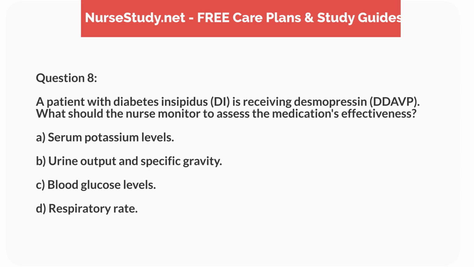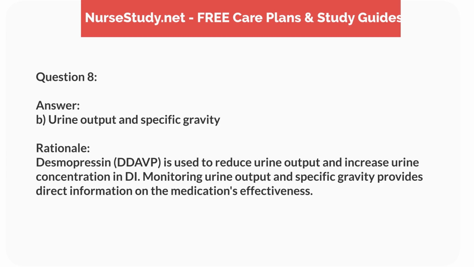Question 8. A patient with diabetes insipidus, DI, is receiving desmopressin. What should the nurse monitor to assess the medication's effectiveness? A. Serum potassium levels. B. Urine output and specific gravity. C. Blood glucose levels. D. Respiratory rate.